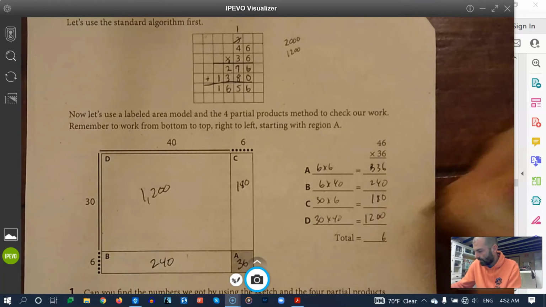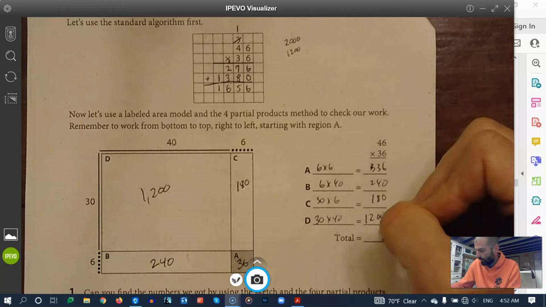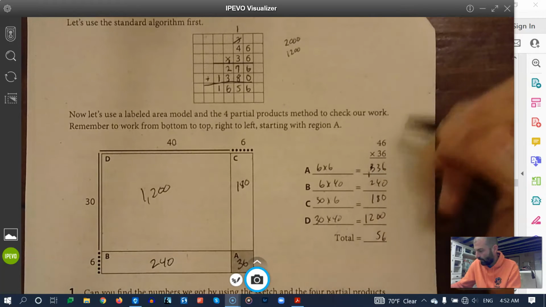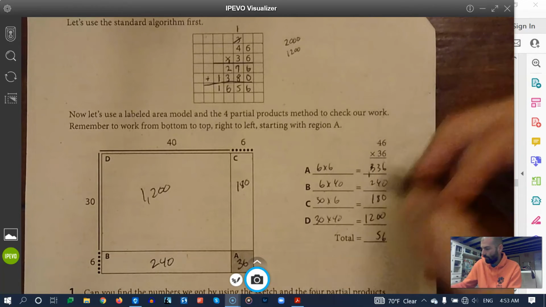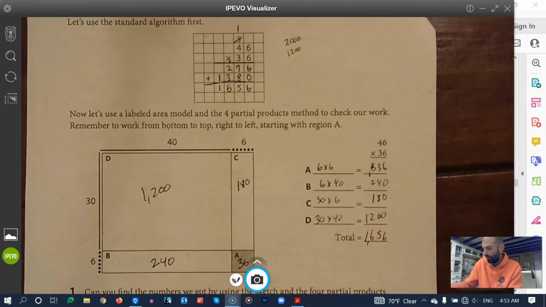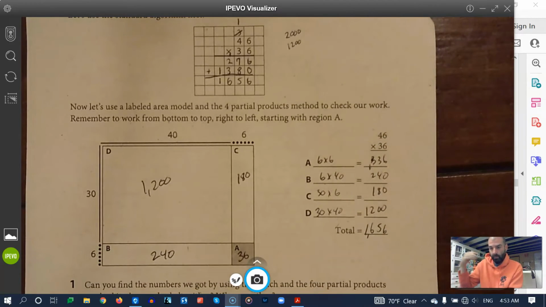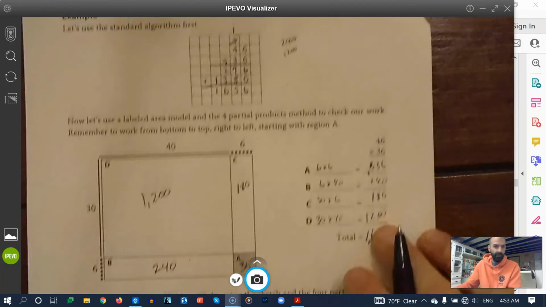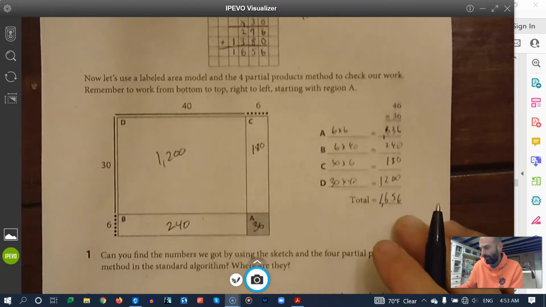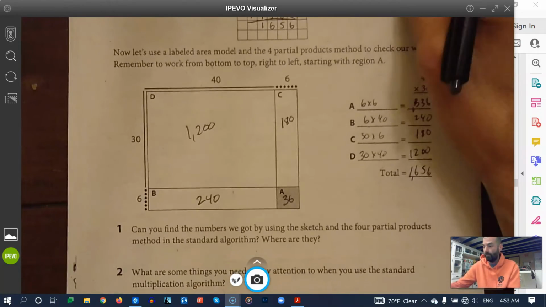6 plus 0 is 6. 3 plus 4 is 7. Plus 8 is 15. 1 plus 2 is 3, plus 1 is 4, plus 2 is 6, and 1,656, which is what I got up there. Whew. Maybe I should check that with a calculator to make sure I'm right as well, but no, I'm going to have faith in myself here.